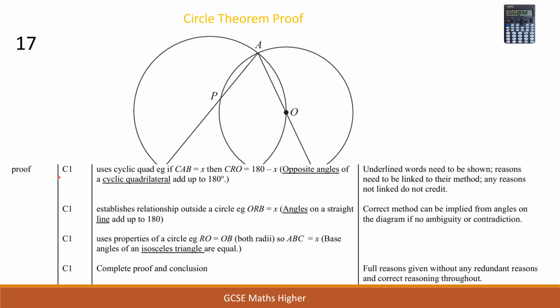The mark scheme shows the method marks here. The final mark is just for doing the complete proof and conclusion, explaining what is going on. These C marks are communication marks. You have to be able to communicate using words as well. And they're using circle theorems here. You can see the opposite angles of a cyclic quad, and you can use these facts here to be able to get the marks.